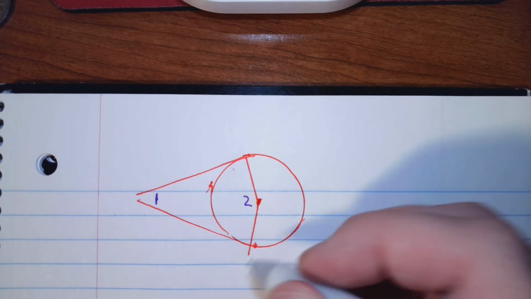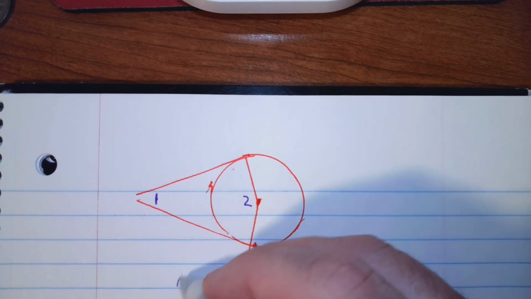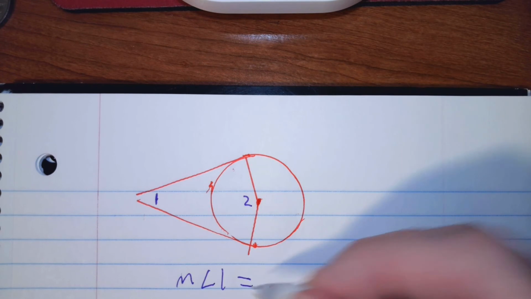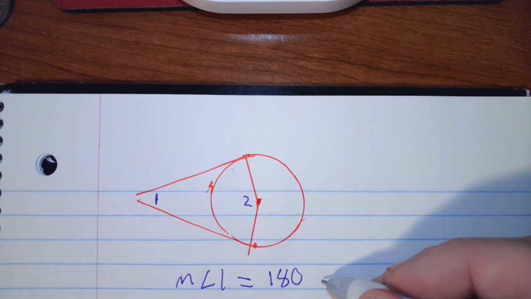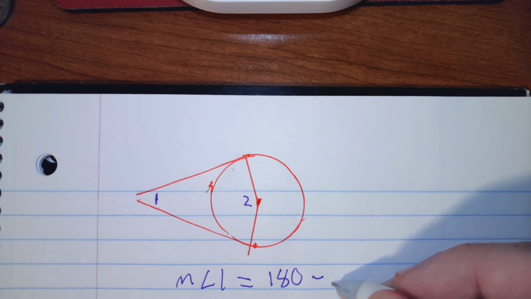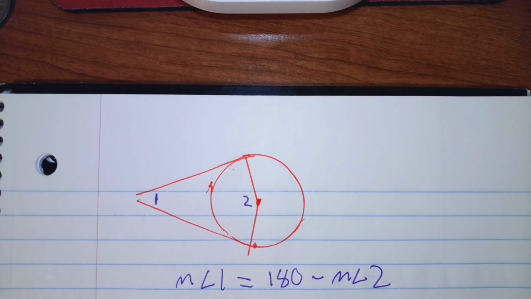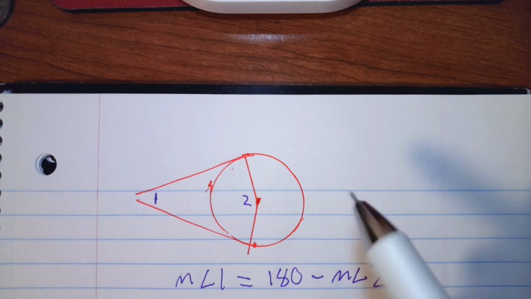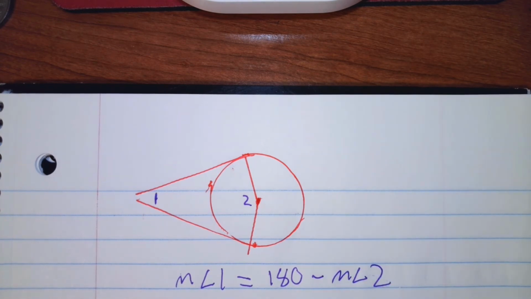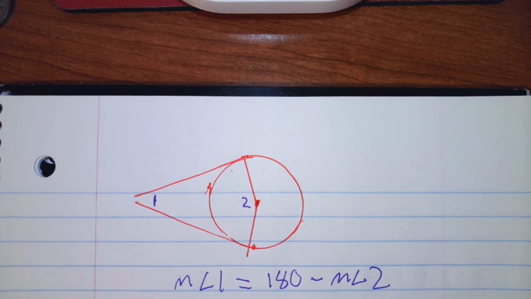So basically, measure of angle 1 equals 180 minus measure of angle 2. That's the formula. And that's what we did. It's the same thing in your book, basically, but I just try to write it in a different way so you can kind of see it differently.